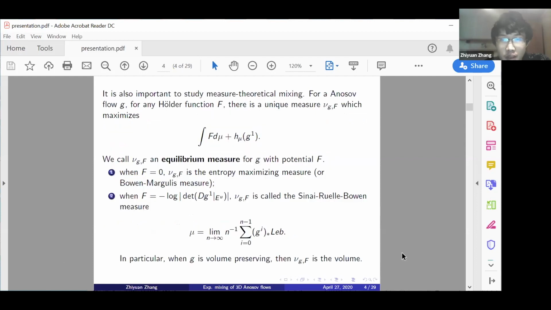Okay, then we'll study the mixing property of this Anosov flow. What we are mainly concerned with is the equilibrium measure. So what is the equilibrium measure? Given a Hölder potential function, a Hölder function on M, denoted by F, it is known that there is a unique measure mu_{g,F} which maximizes this quantity called the pressure. And in this case, we say that mu_{g,F} is an equilibrium measure for g with potential F.